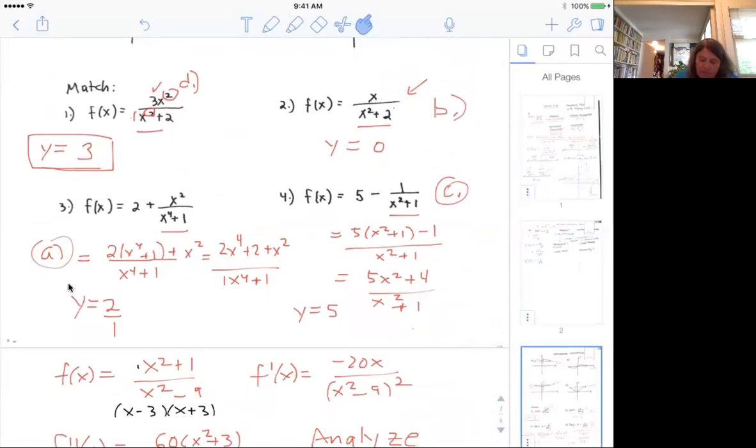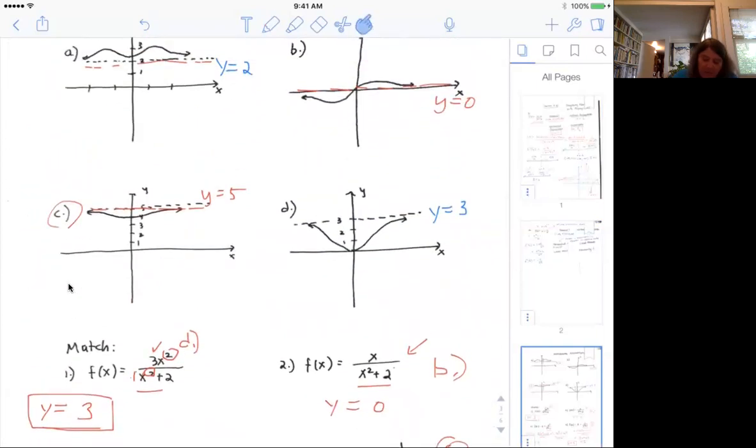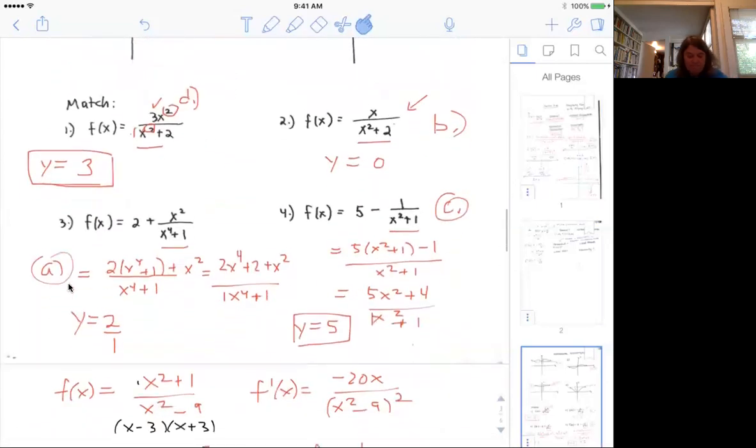In 4, I did the same thing. I found the common denominator. After doing that, the power in the numerator is the same as the power in the denominator when you look at the highest powers. That says that we pick off the coefficients. y equals 5 is going to be the asymptote there. This is the horizontal asymptote now. And y equals 5, the only one where we had an asymptote of y equals 5 was C. So that one got matched with C.